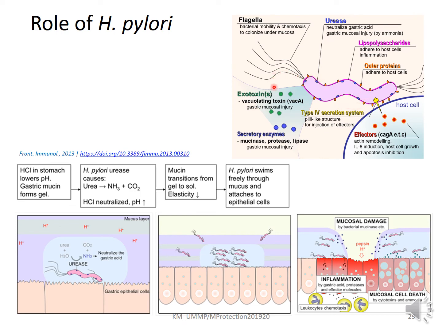microaerophilic bacterium. It has an outer layer, and then the outer layer has a protein and lipopolysaccharides to adhere to the host cells. And it also contains exotoxins and secretory enzymes that can cause injury. Okay? And it has a flagella to move around.